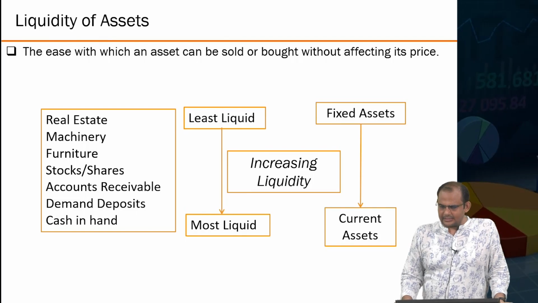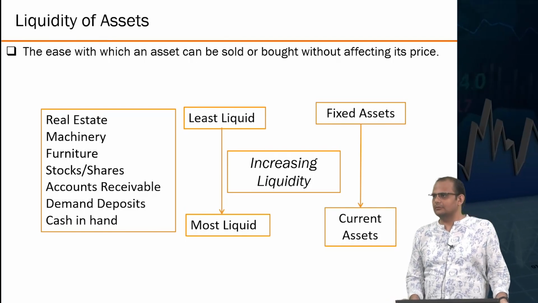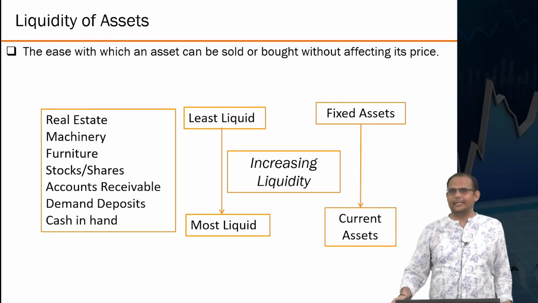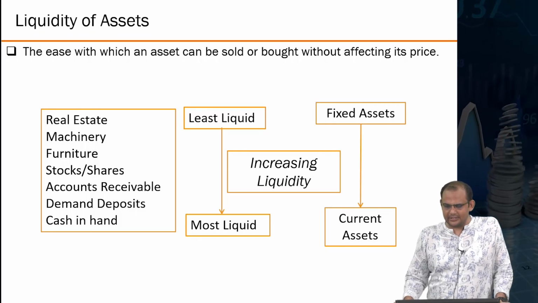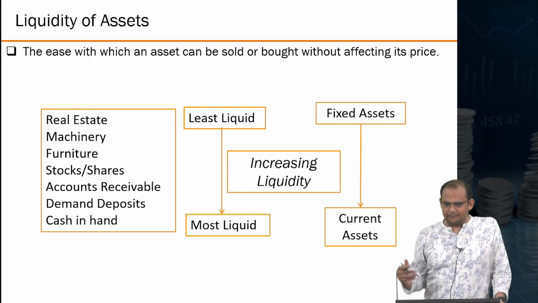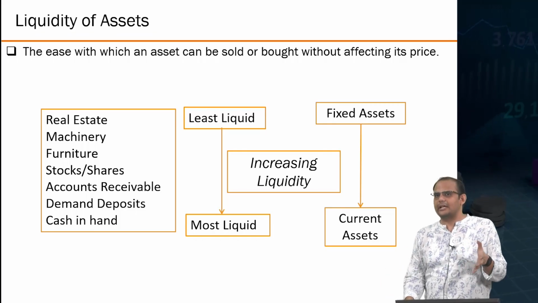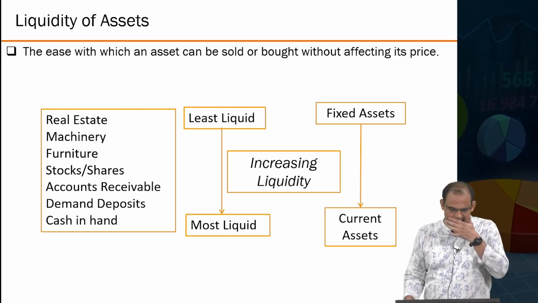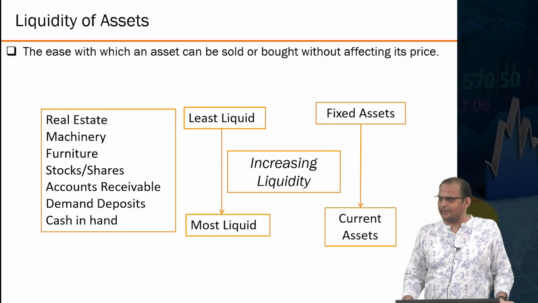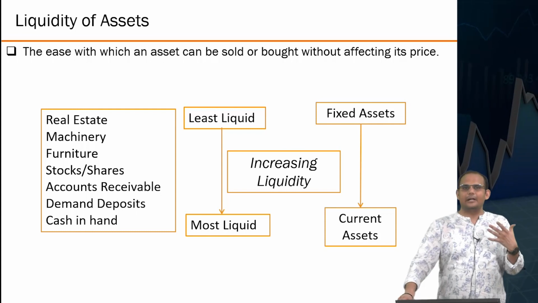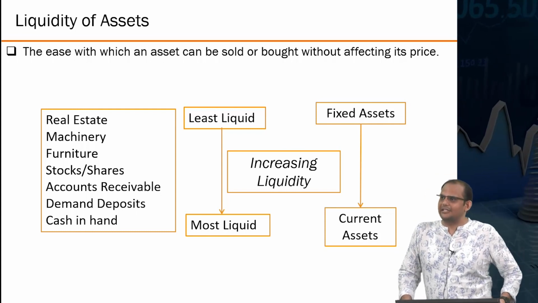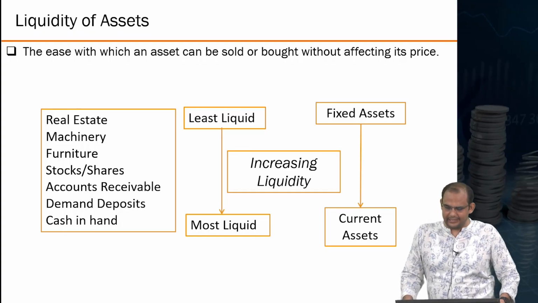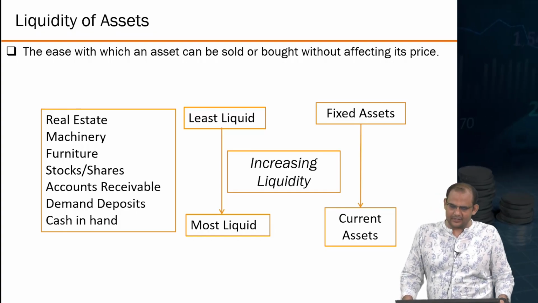So last class I had started this discussion on assets and liabilities, and one of my primary motivations to introduce all this is I want you to understand the financial statements of companies. Financial statements are of two major types that we will see in this course, but they provide very important information about the overall financial health of a particular company.